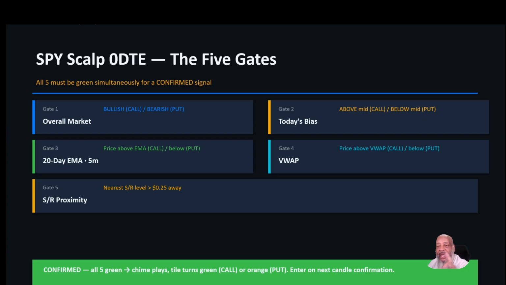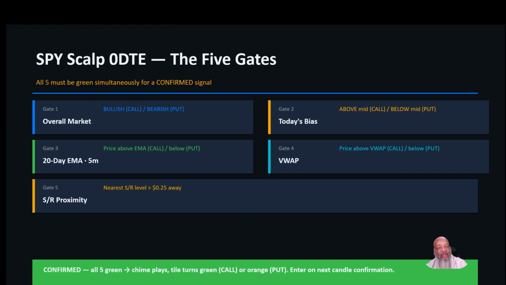Gate number 3 down here is on my 5-minute chart. I need to also be above the 20-day moving average, the exponential moving average. Don't worry about an EMA and all of that stuff. Just that indicator needs to say that it's going up.